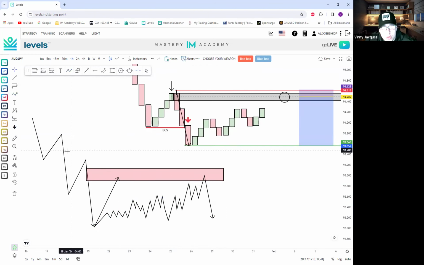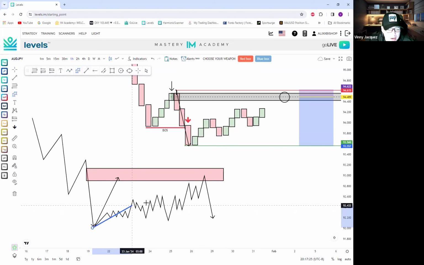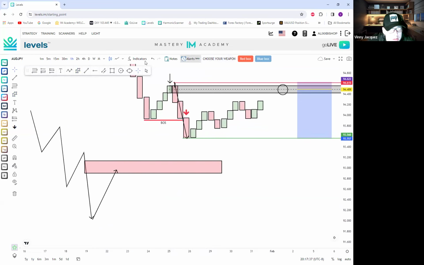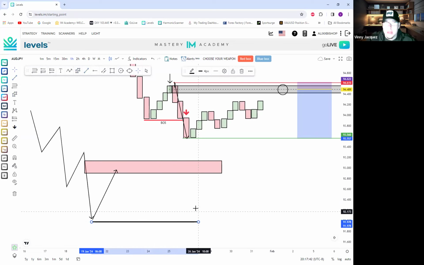Right? The market's not always going to look this clean, guys. So this whole thing right here is the pullback. That's the pullback. Once you have that zone, you gotta wait. Once we have this lower low, that's our TP.